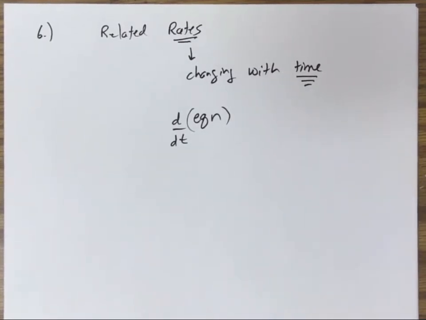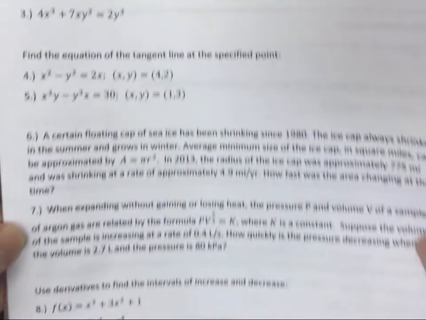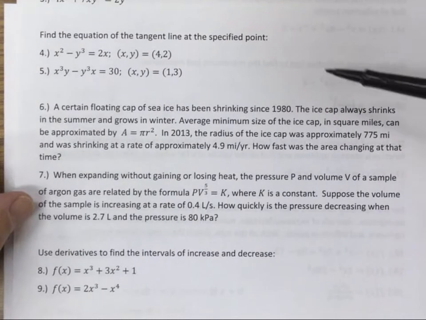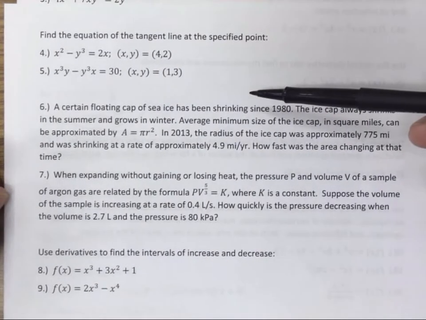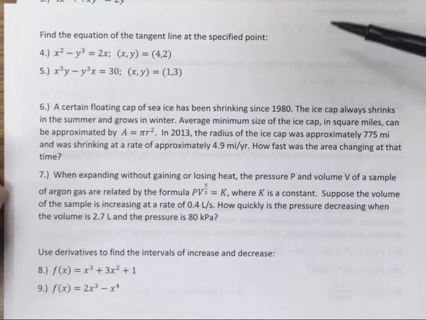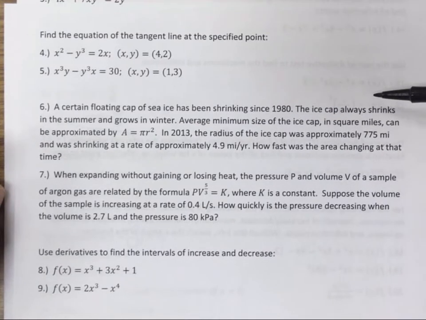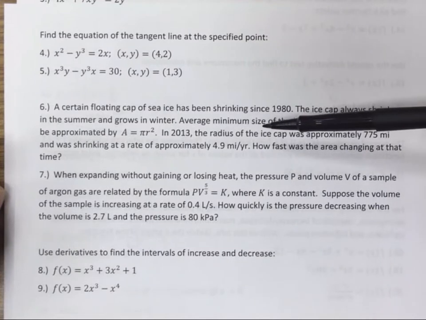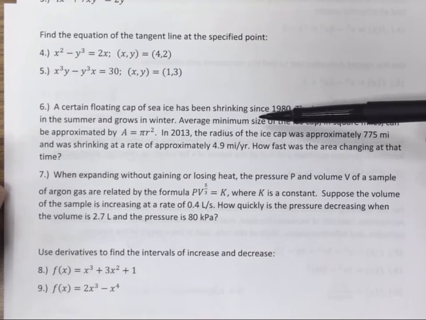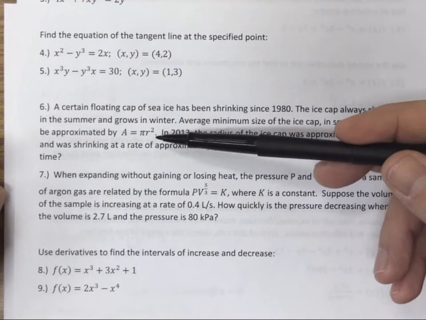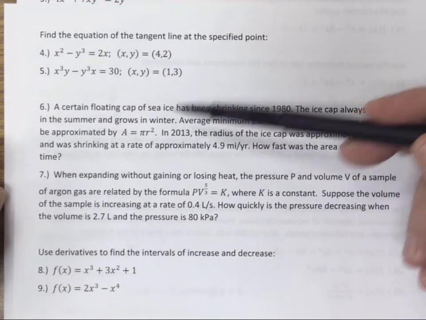So for instance, let me just throw up here problem number 6. Let's read it and talk about it. A floating cap of sea ice has been shrinking since 1980. The ice cap always shrinks in the summer and grows in winter. Average minimum size of the ice cap in square miles can be approximated by A equals pi r squared.